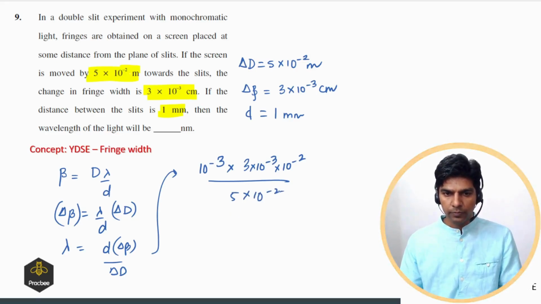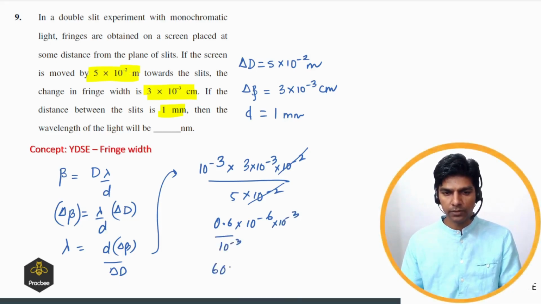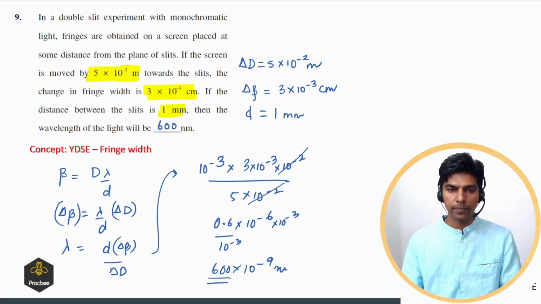So let us simplify this. This will get cancelled out. So it will be 0.6 into 10 raised to power minus 6, and we have to find the answer in nanometers. So that is 600 into 10 raised to power minus 9 meter. So the answer will be 600.